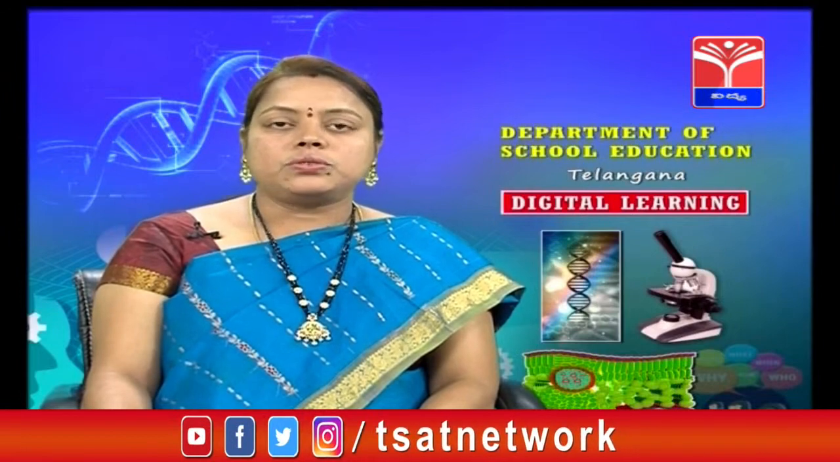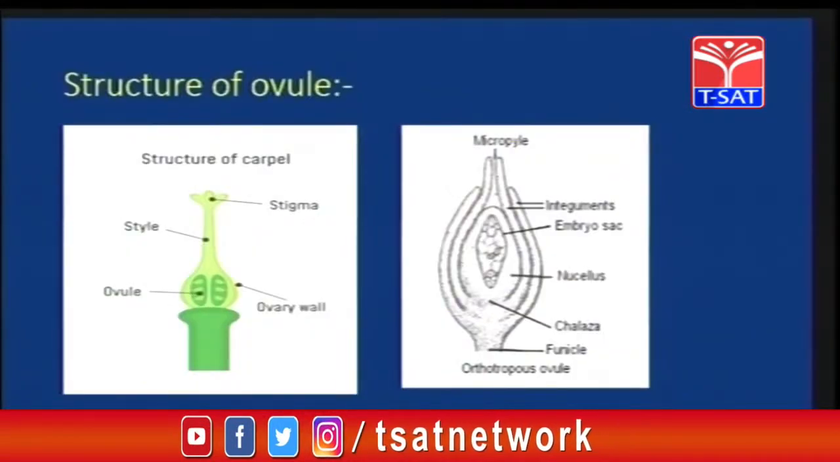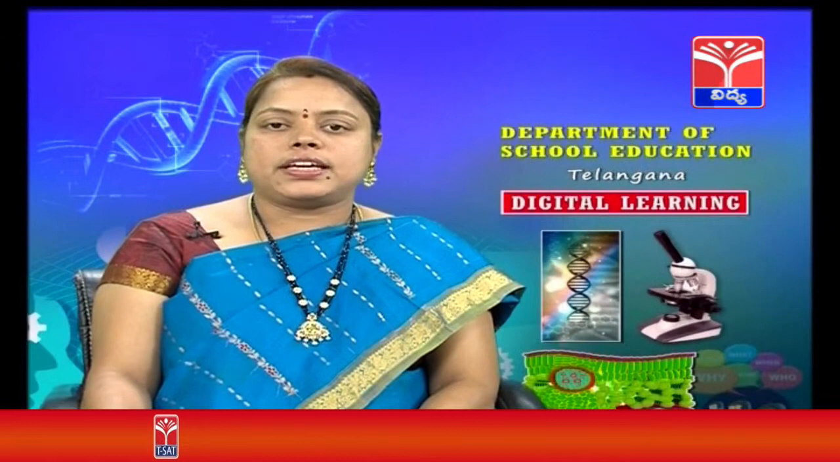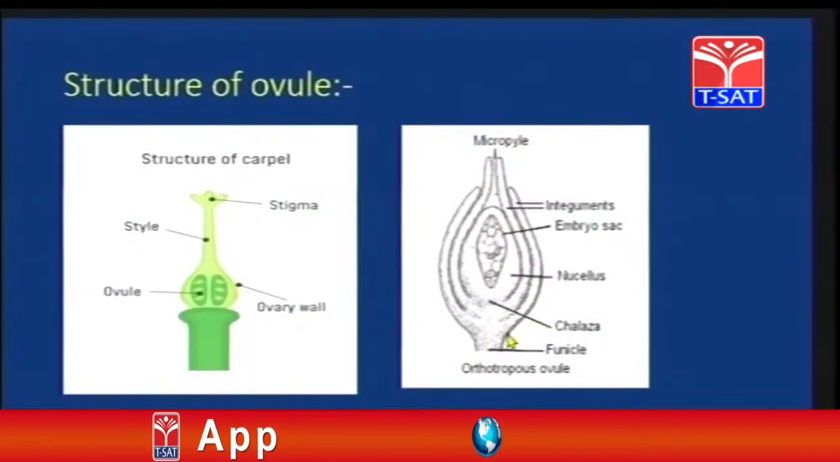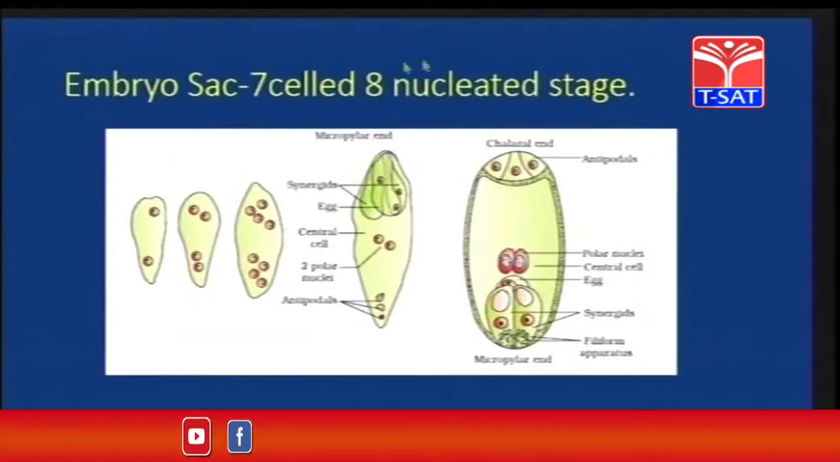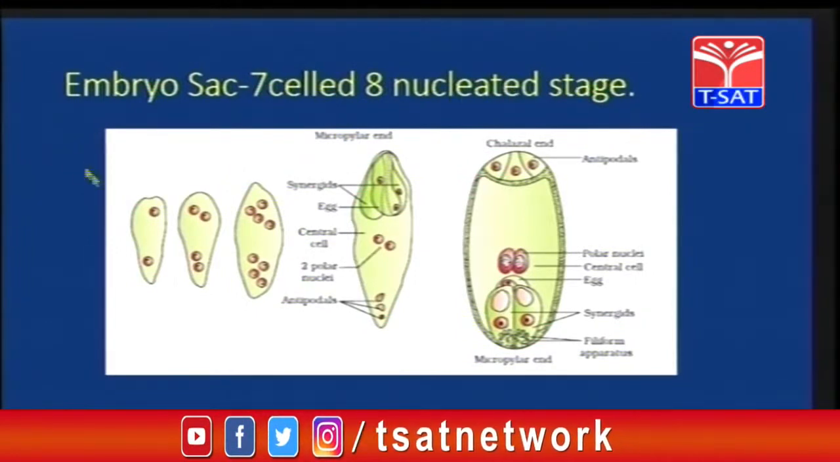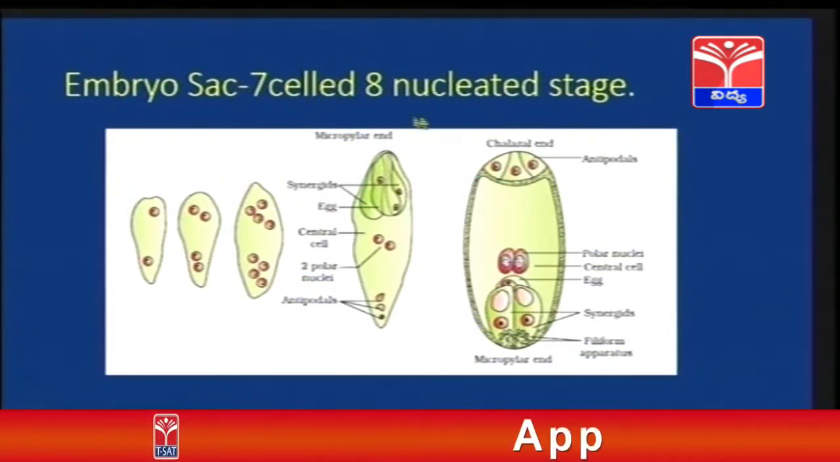Now in the ovule we are discussing the nucellus. Next, the basal part is called the chalaza, and the chalaza continues with the funicle. So this is the structure of the ovule. Let us study the embryo sac, the 7-celled 8-nucleated stage. So the embryo sac consists of 7 cells and 8 nuclei.